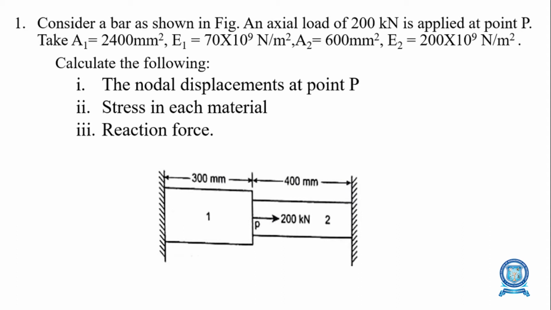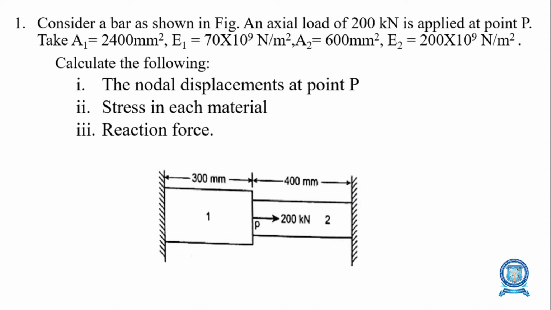Here a bar is given. The bar consists of two elements. Normally we call it a stepped bar element. This stepped bar element is fixed at both ends. The length of the first element is 300 mm and the length of the second element is 400 mm. The load is acting at the mid of the stepped bar at 200 kilonewton.